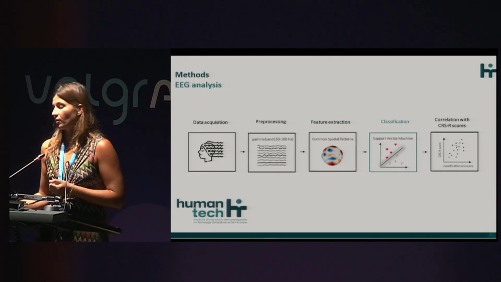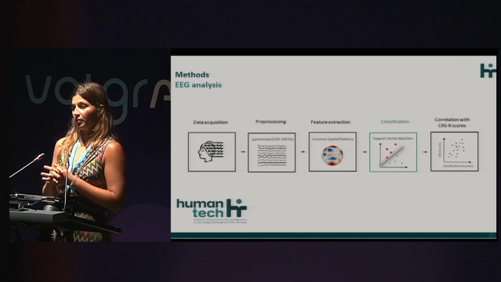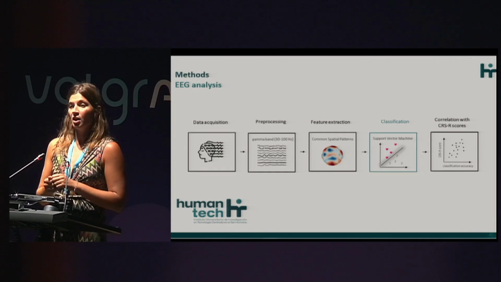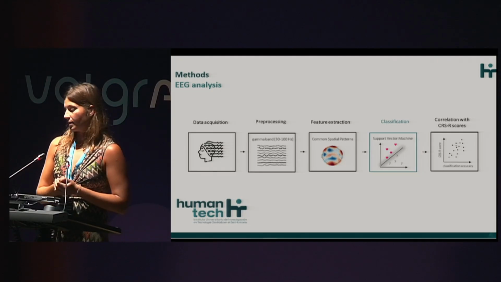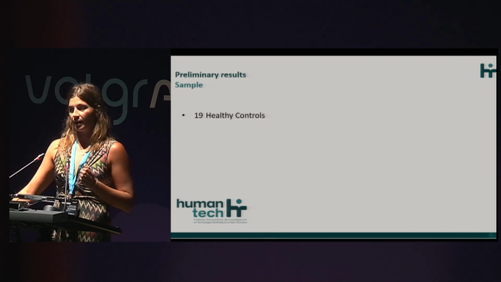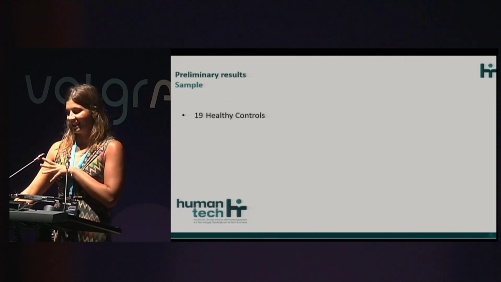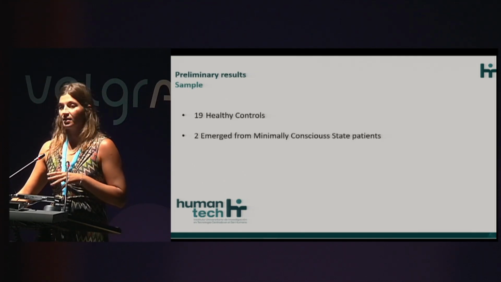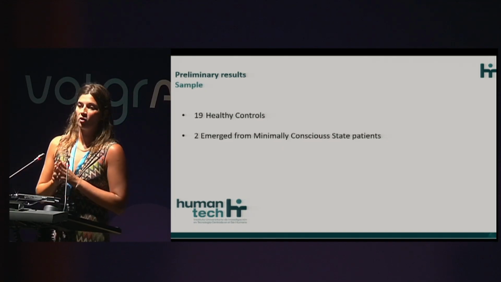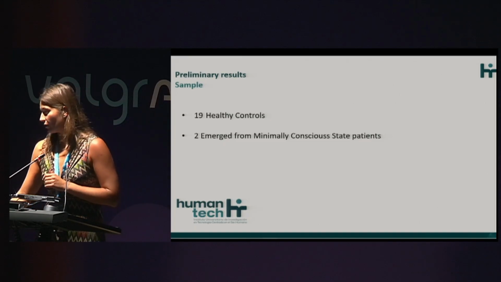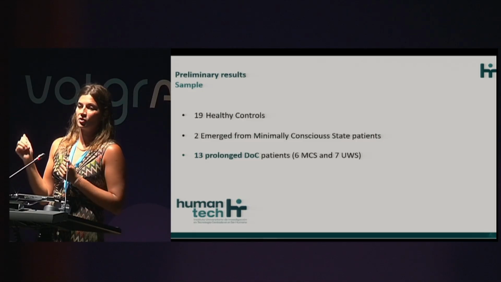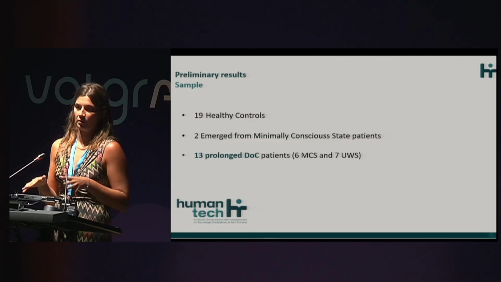And then for every single subject, we train a different model. We train a support vector machine using these common spatial patterns to classify both responses. Now I can show you some preliminary results on this analysis. So far we've collected data from 19 healthy controls, 2 patients who had already emerged from the disorders of consciousness when the experiment took place, although they were severely impaired, and also data from 13 prolonged disorders of consciousness patients. 6 were in a minimally conscious state, and 7 of them were unresponsive.